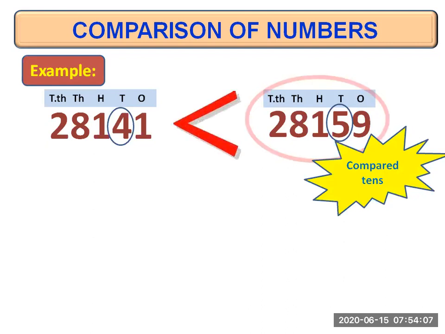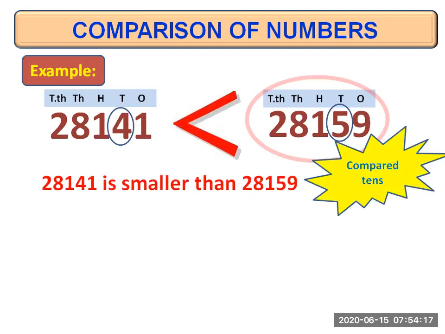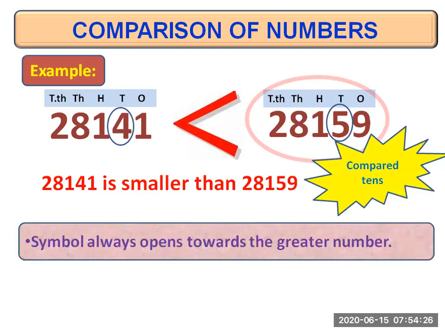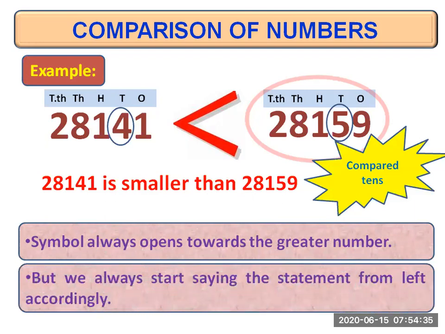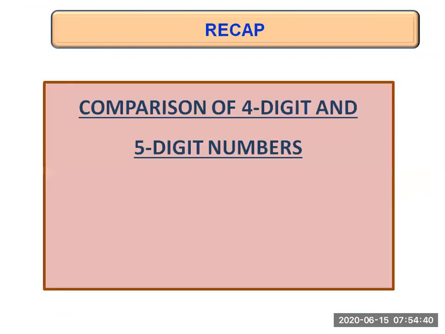So the crocodile will try to chomp the bigger number, that is the second number in this case. And we'll write it as 28,141 is smaller than 28,159. Once again, remember, the symbol of greater than or less than always opens towards the greater number. But we always start saying the statement from the left accordingly.